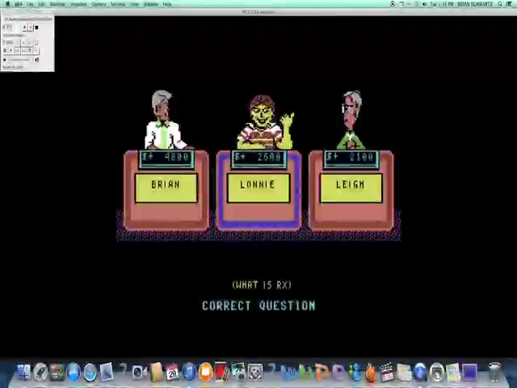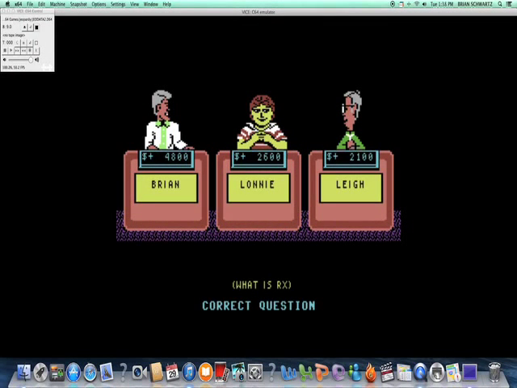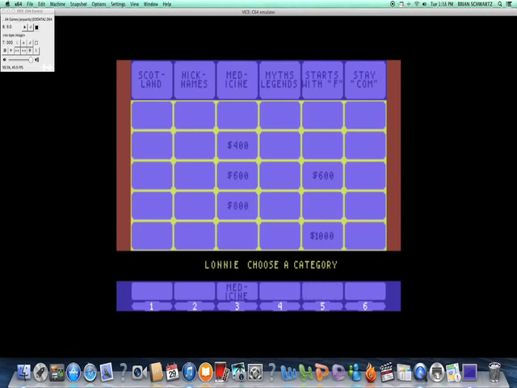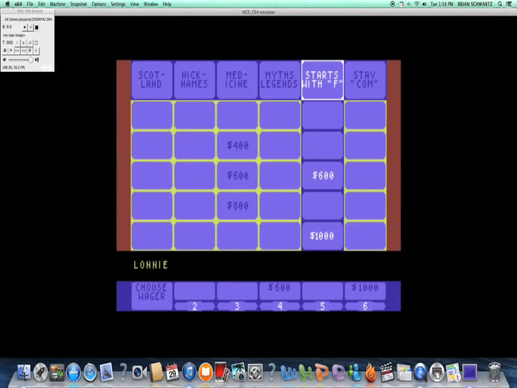2-letter abbreviation for a prescription. Lonnie has it. What is RX? Another $200 for Lonnie. Starts with F for 1,000. A vacation granted.